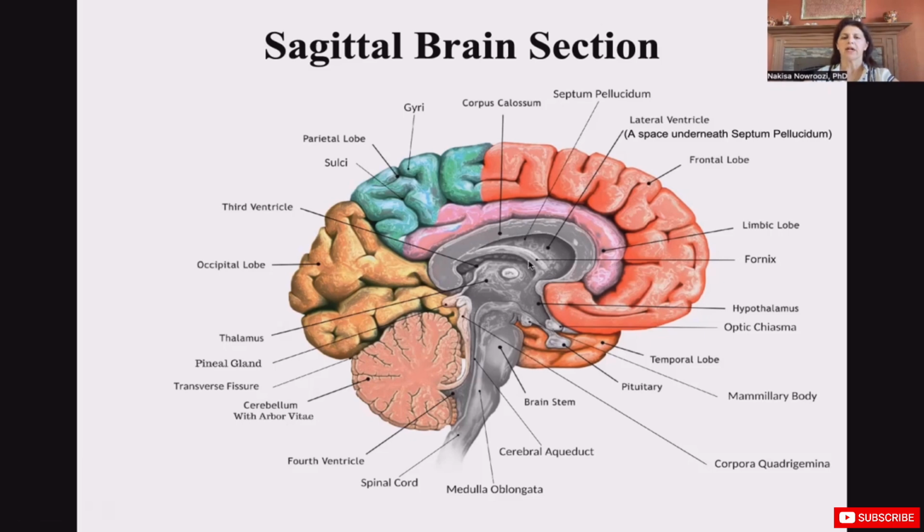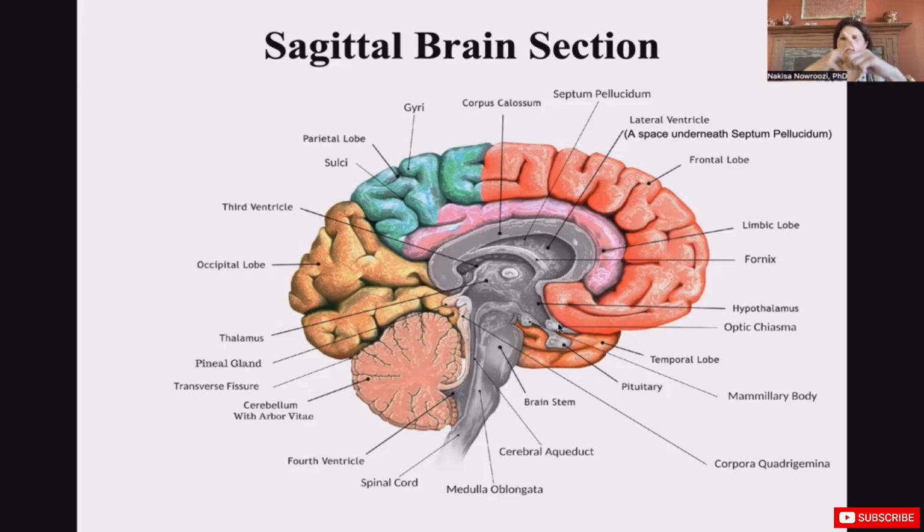Here, the connection between the two brain hemispheres, we have corpus callosum, we have septum pellucidum, which is a very thin sheet, and if I poke through that sheet, it takes me to this space which is called lateral ventricle. Lateral ventricle. It's below this septum pellucidum. And then you have fornix right here. This is thalamus. You have hypothalamus. You have pituitary gland here.